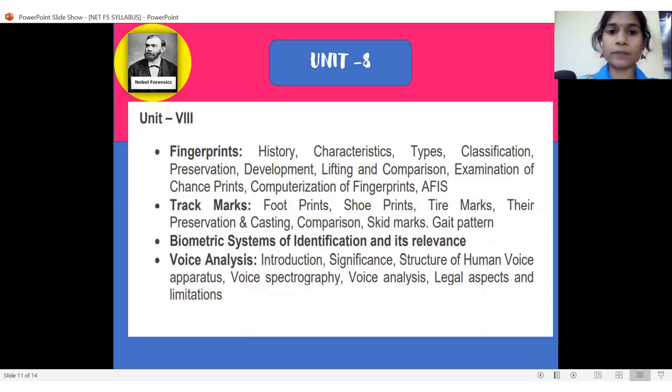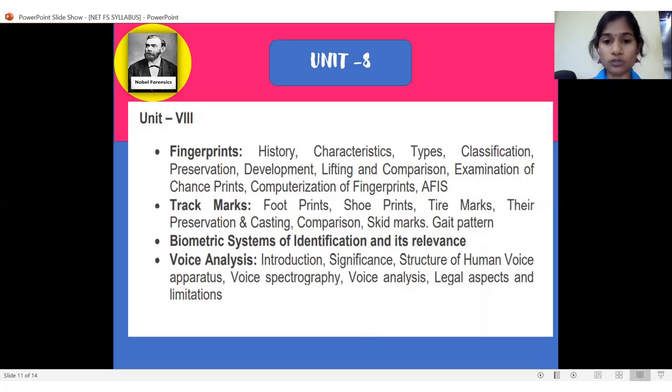Then coming to fingerprints, it is also one of the largest topics. There is history, characteristics, and scientists involved with fingerprints. Then computerization of fingerprints like AFIS. And the main types are arches, loops, whorls and composites. Then classification: the 10-digit system of classification and the single-digit or Battley system of classification.